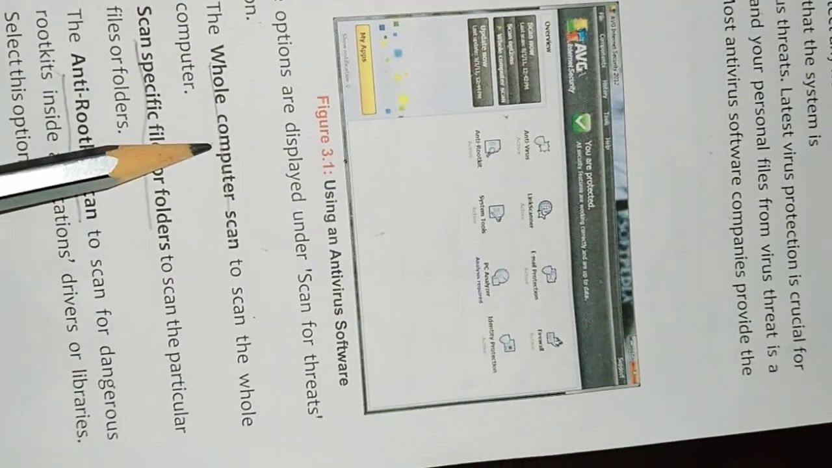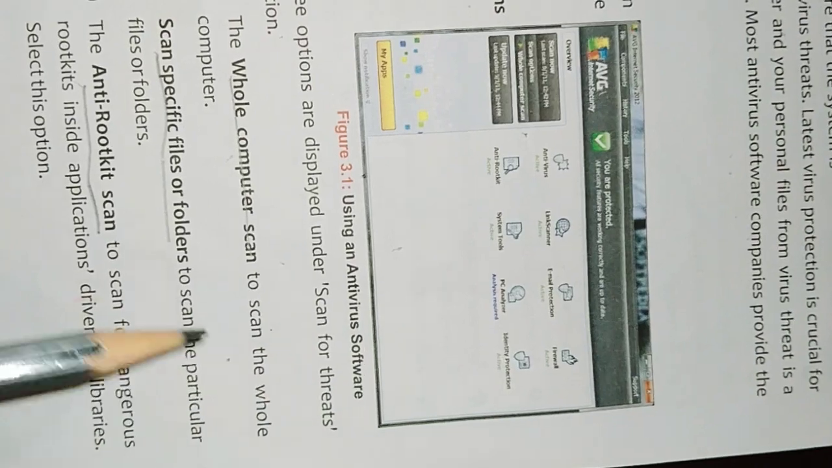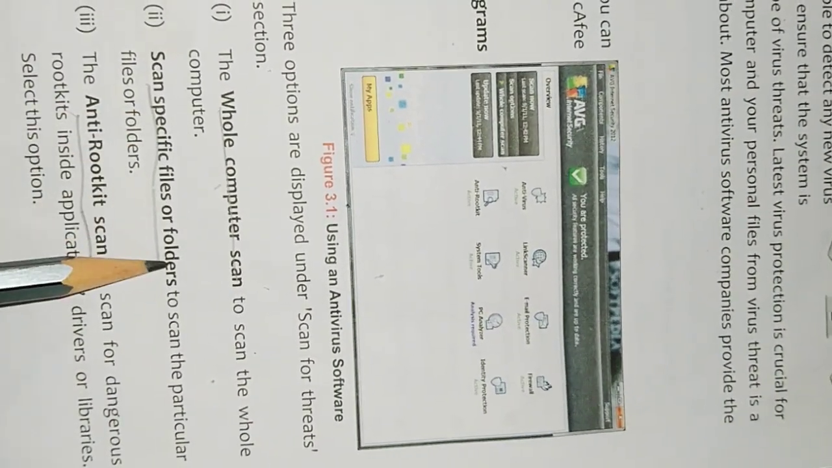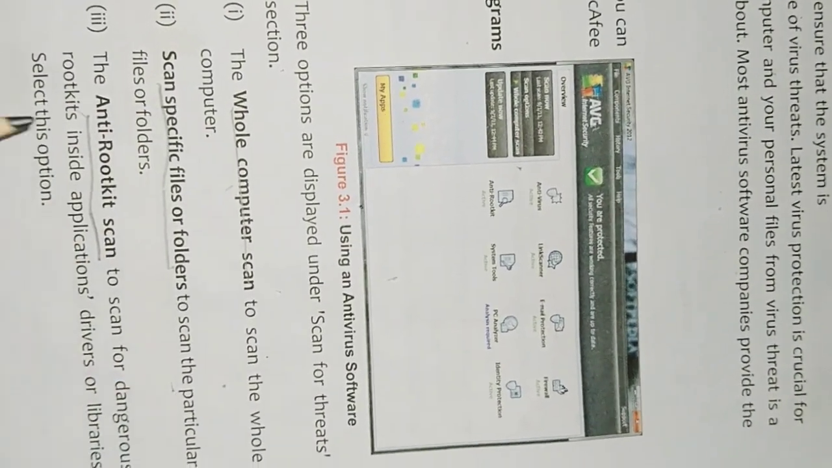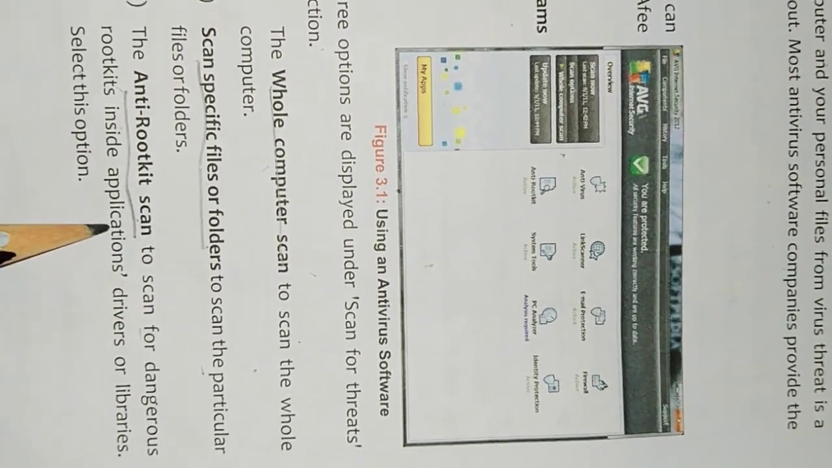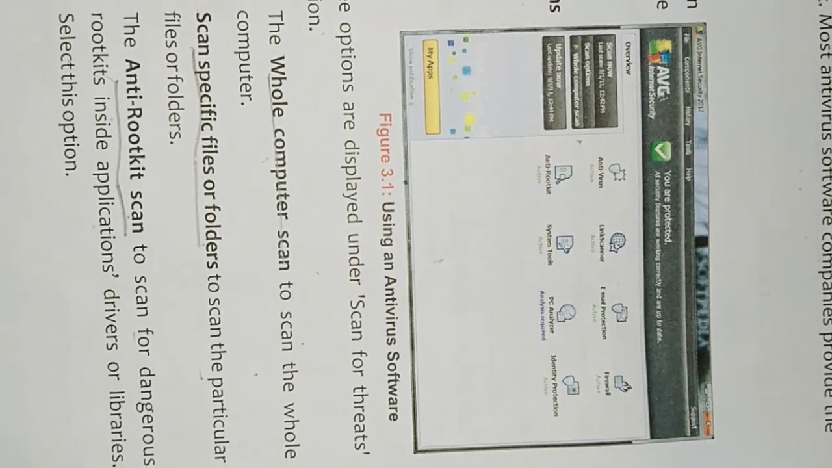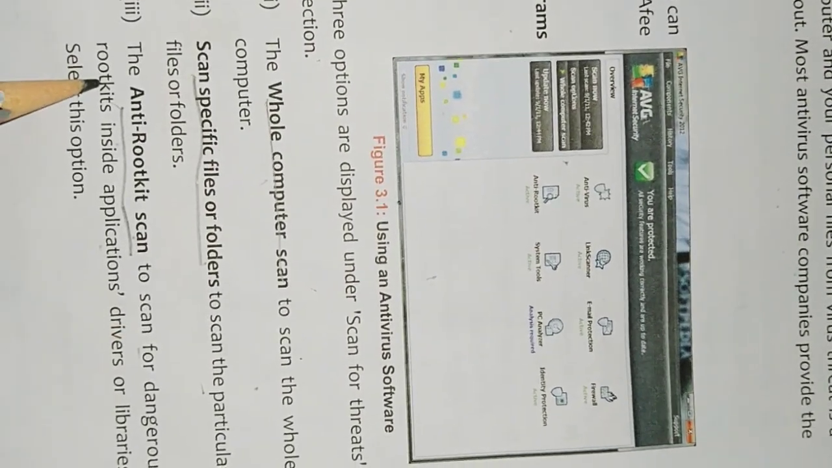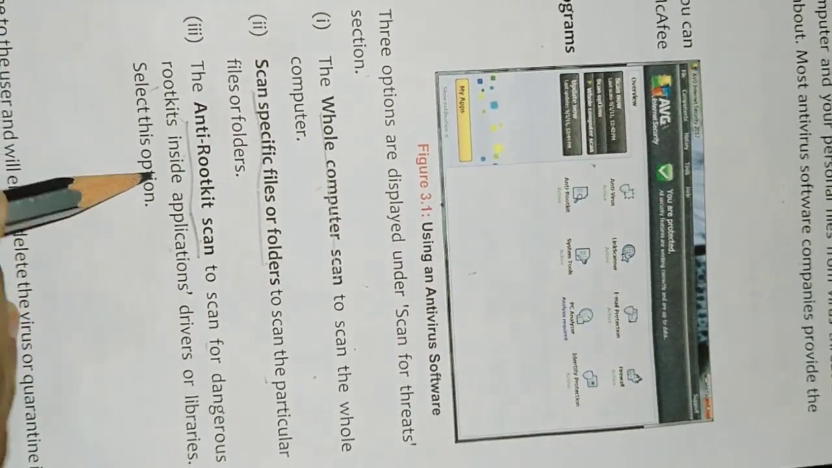What does whole computer scan mean? It will scan your whole computer. Scan specific files or folders means particular files or folders will be scanned. Anti-rootkit scan means scanning for dangerous rootkits inside applications. So it will go inside application drivers or libraries to scan for the dangerous rootkits.